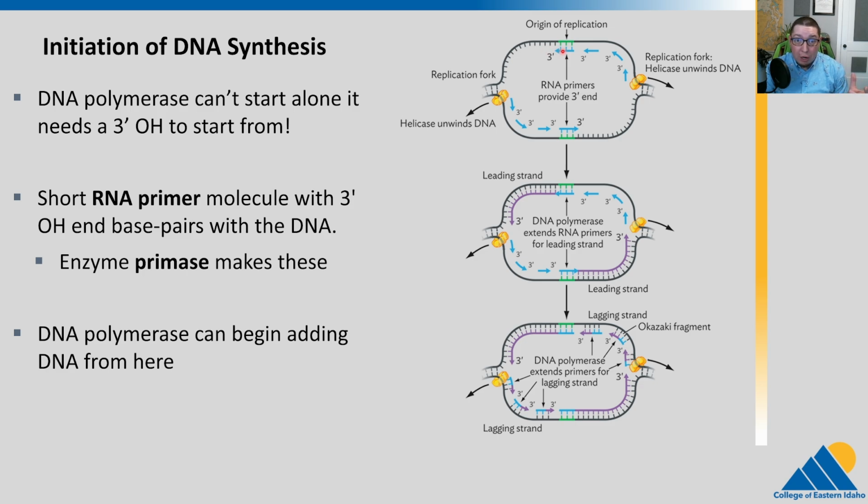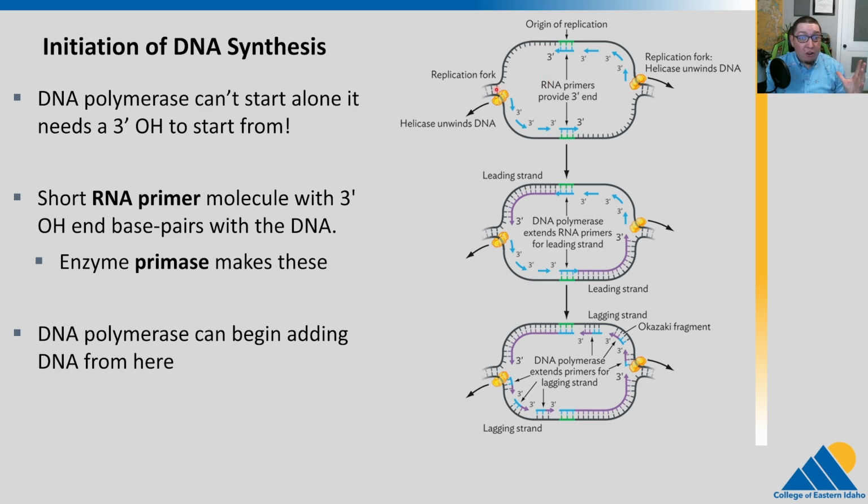So this primer here is going to allow DNA polymerase to start building in a 5' to 3' direction. Now, on the other side of the strand, you will see that there are several little primers here. That's because of another problem in DNA replication.